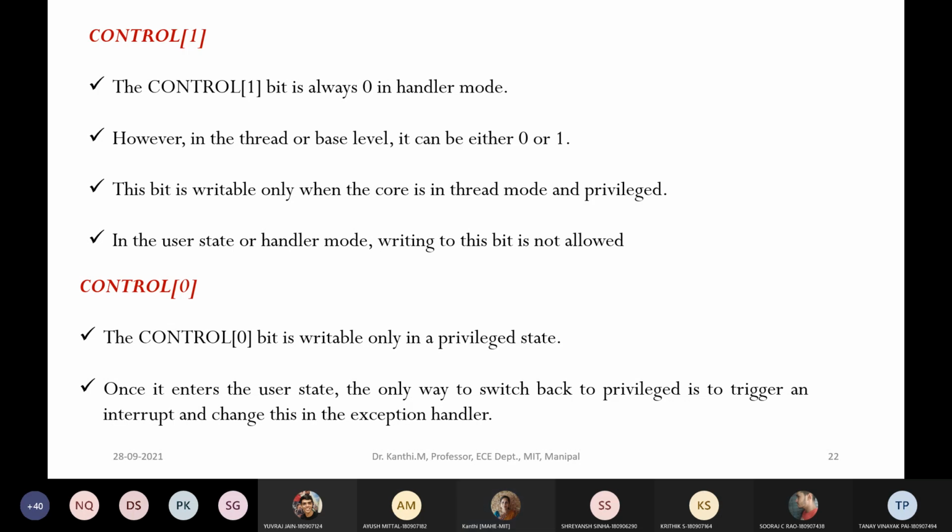Once it enters the user state, the only way to switch back to the privilege is to trigger an interrupt and change this in the exception handler. So I cannot straight away access the operating system. It has to be handled through your exception handler. There I can write, and the MRS and MSR instructions are used.